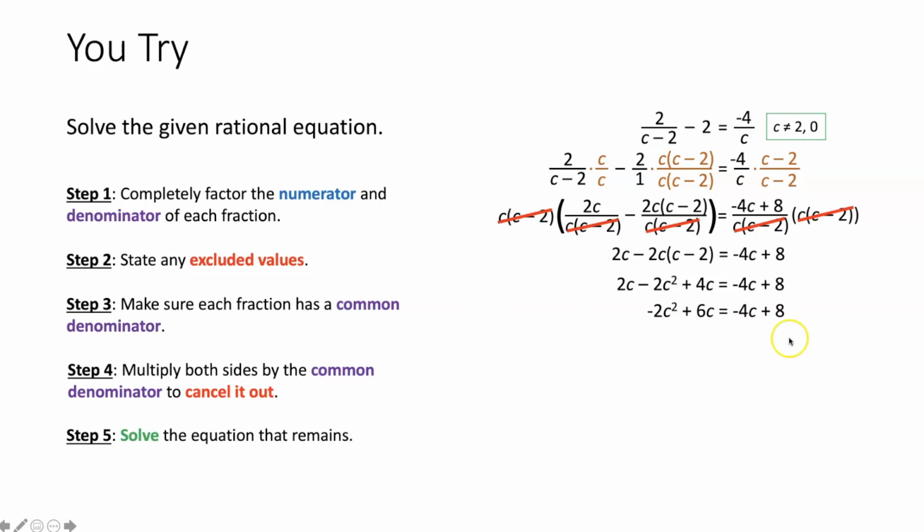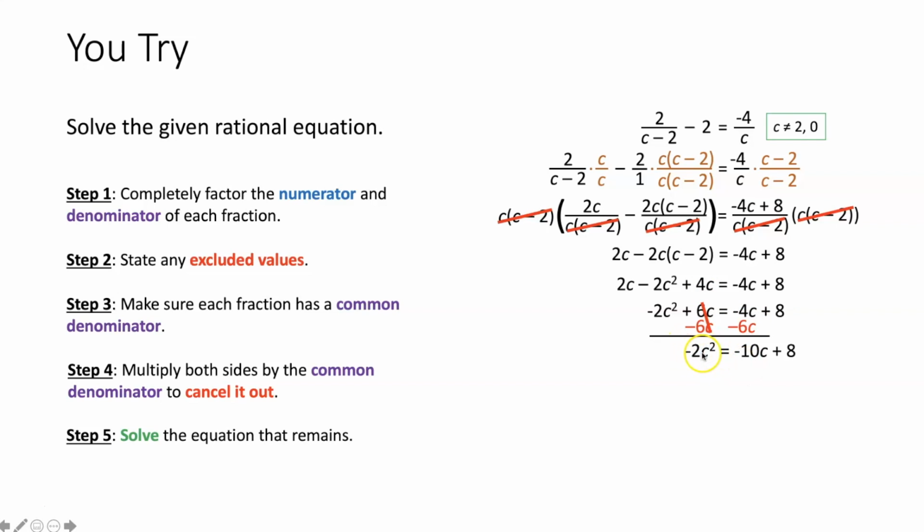So we need to get everything to one side of the equation. Doesn't matter whether it's this side or this side. I'm going to actually move everything to this side of the equation over here. So I'm going to subtract 6c from both sides. These are going to cancel each other out. And on this side, negative 4c minus 6c is going to make it more negative. It's going to be negative 10c.